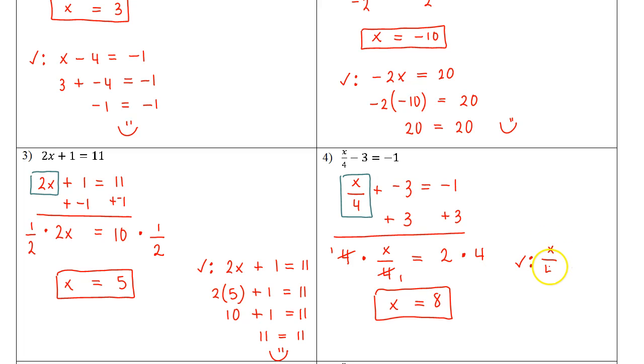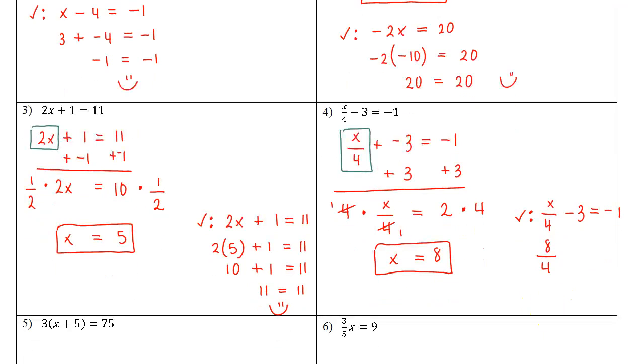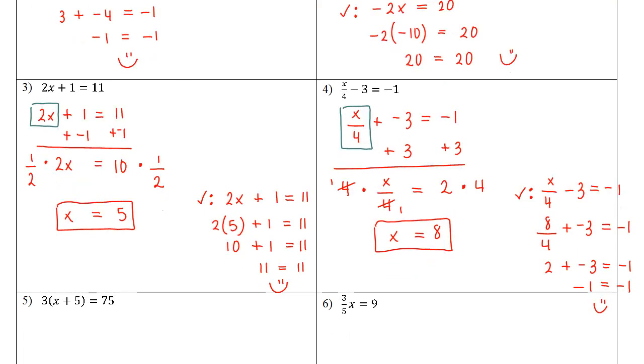So I'm rewriting my original equation, x divided by 4 minus 3 equals negative 1. In place of x, I'm putting my solution, which is 8. I'm also going to rewrite as addition, using the definition of subtraction. And using order of operations, 8 divided by 4 is 2. And 2 plus negative 3 will give us a negative 1. So negative 1 on both sides. Good news, our solution is once again correct.